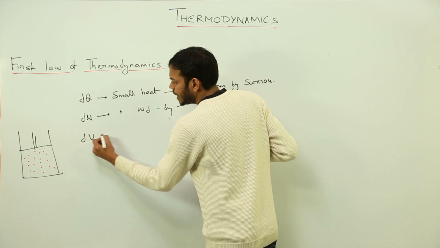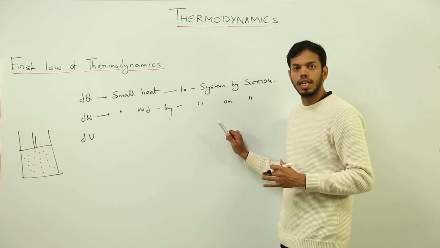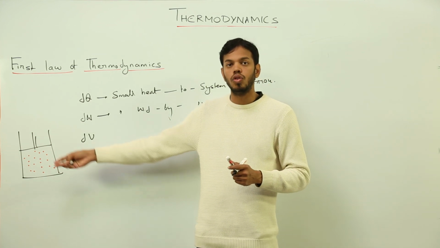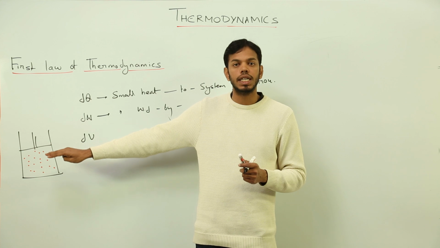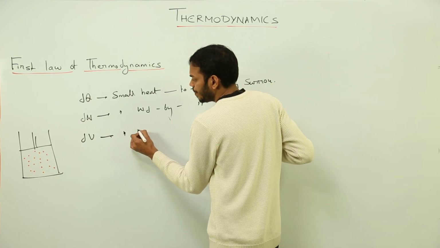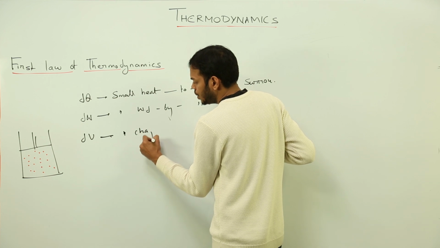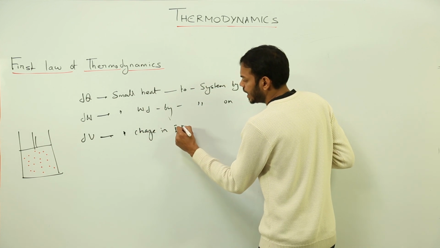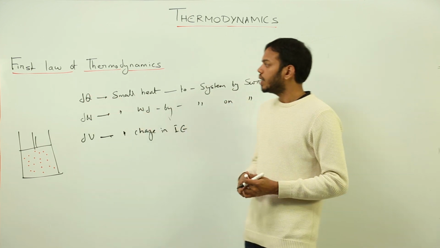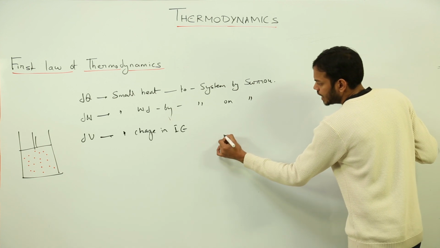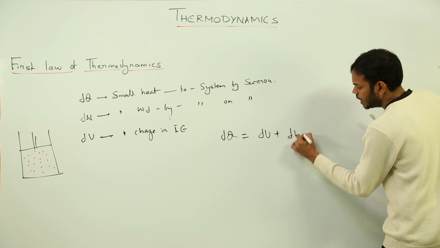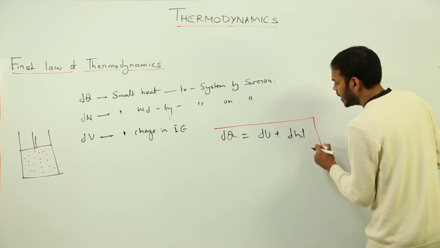And let us say dU, because we have just studied internal energy, that internal energy will also change, because internal energy is a state variable. It is going to change with change in temperature, pressure, etc. So let dU be the small change in internal energy due to supply of this small amount of heat. So the first law of thermodynamics states that dQ is equal to dU plus dW. This is the basic law of conservation of energy.